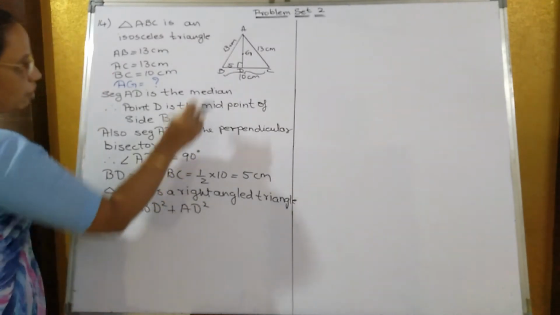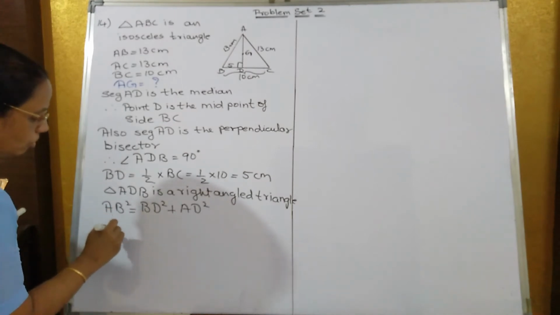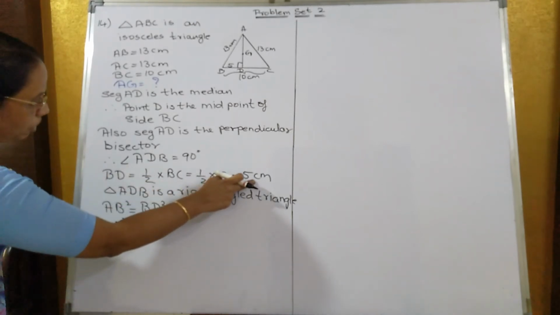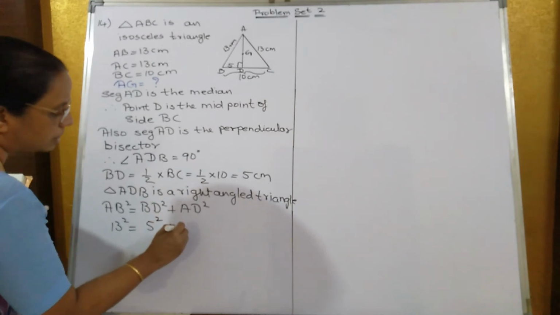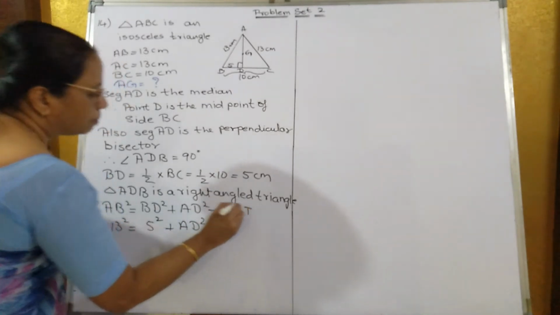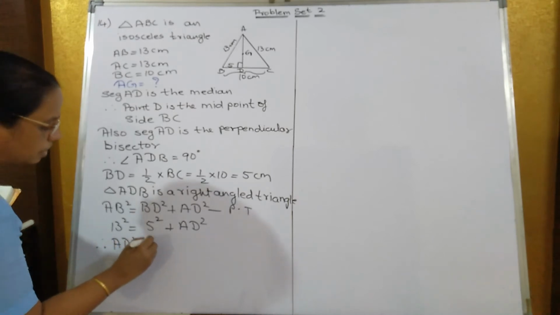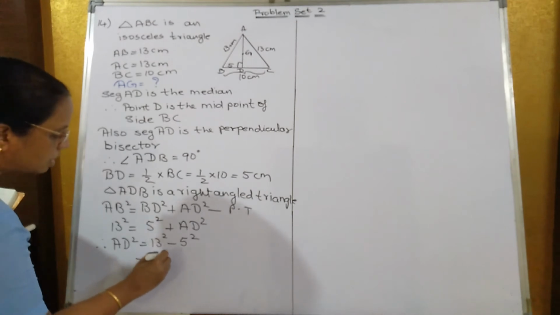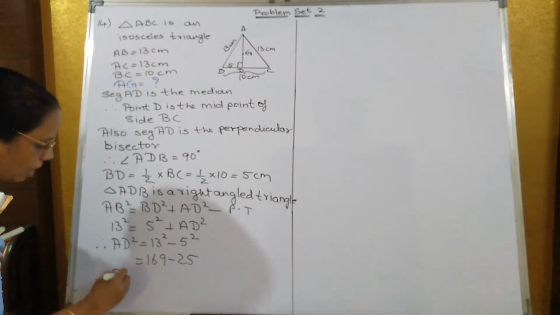Now we have to find out first the full length AD, so we will find AD square. What is AB? AB is equal to 13, so 13 square is equal to BD square, BD we have got 5 centimeters, so 5 square plus AD square. This is by Pythagoras theorem. Therefore AD square is equal to 13 square minus 5 square, that is 169 minus 25.